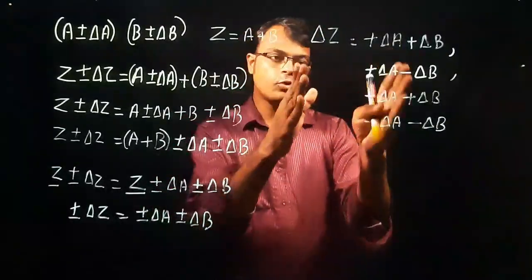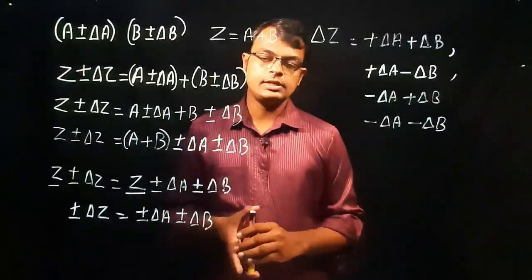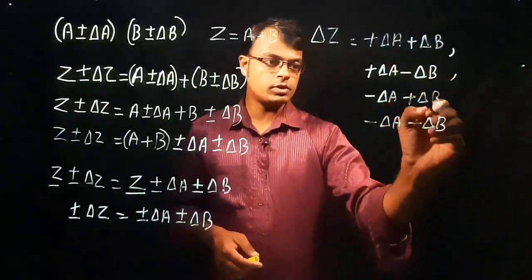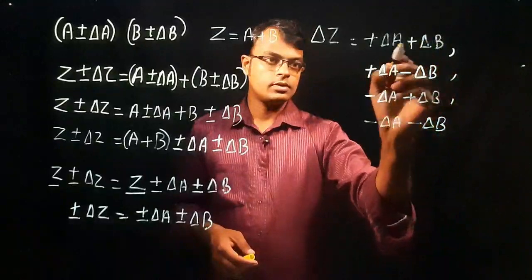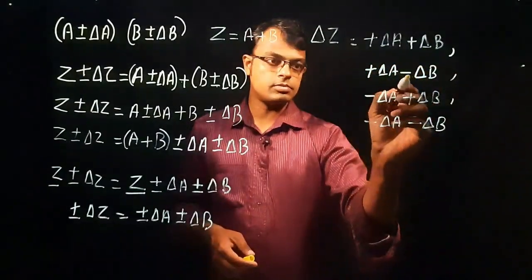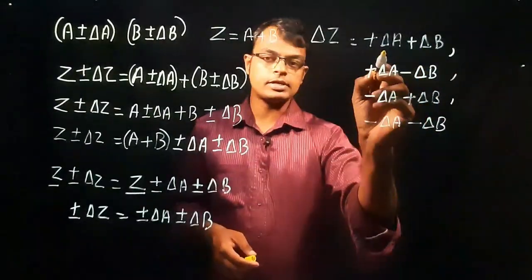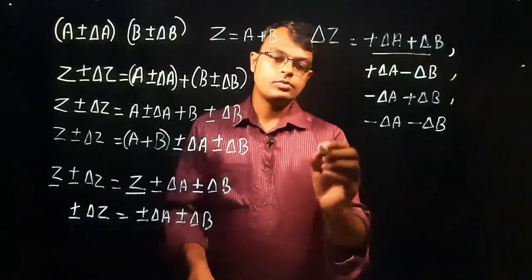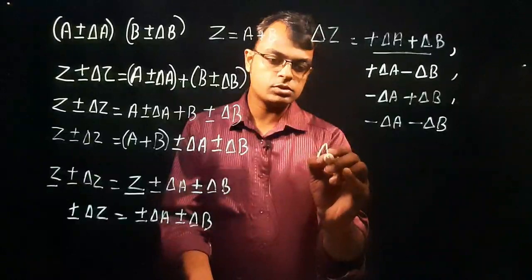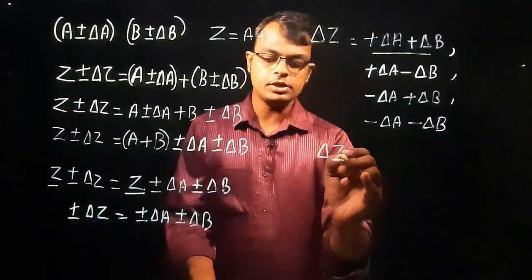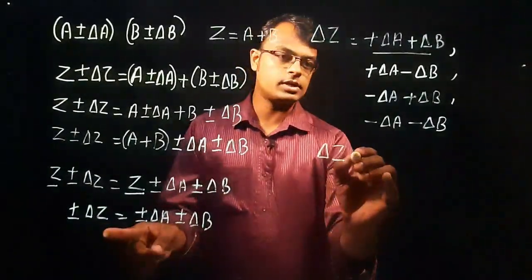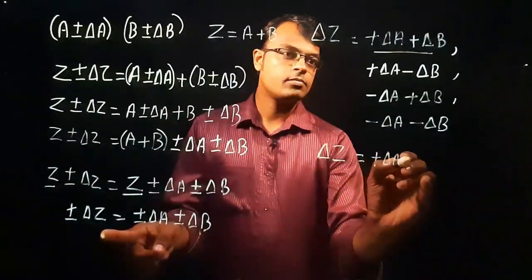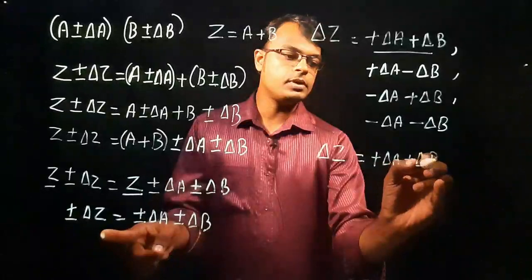So among these 4 combinations of errors in the final result, what is the maximum possible error? This is plus, plus, plus, minus, minus, plus, minus, minus. Which one is the maximum here? This is the maximum possible error. So we can write here the maximum possible error among these values is delta z equal to plus delta a plus delta b.